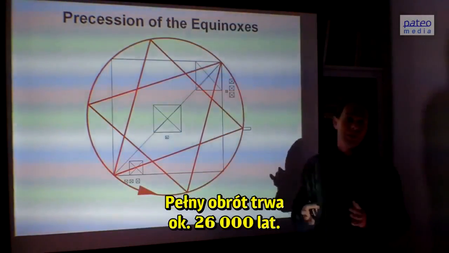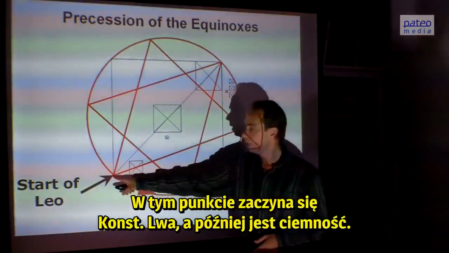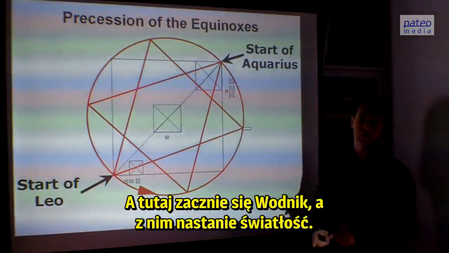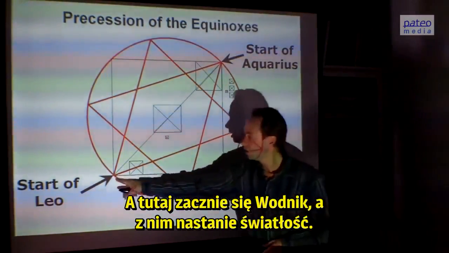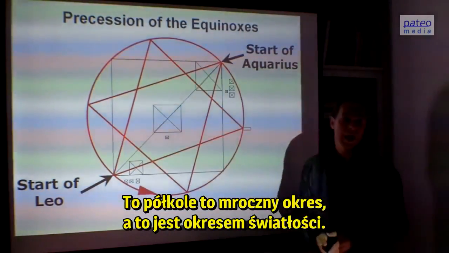And the full circle is nearly 26,000 years. This is the moment Leo started. Then it became dark. And this is the moment where Aquarius will start. Then it will be light. So this is the dark period, half a circle, and then half a circle, a light period.